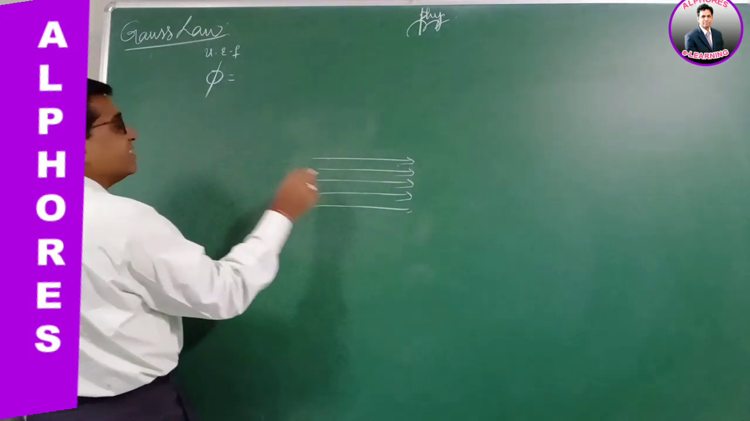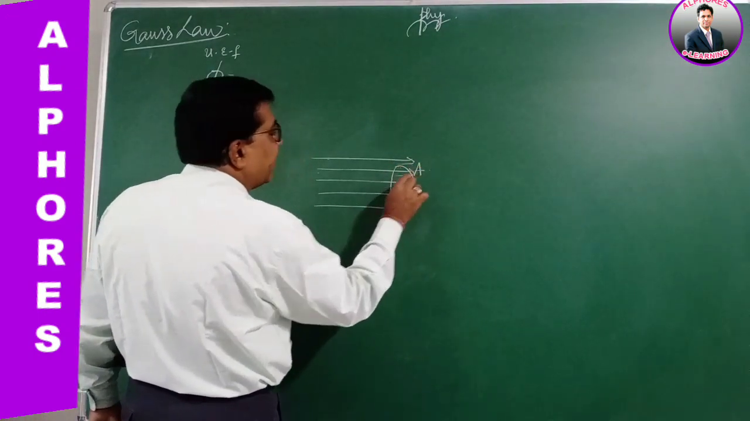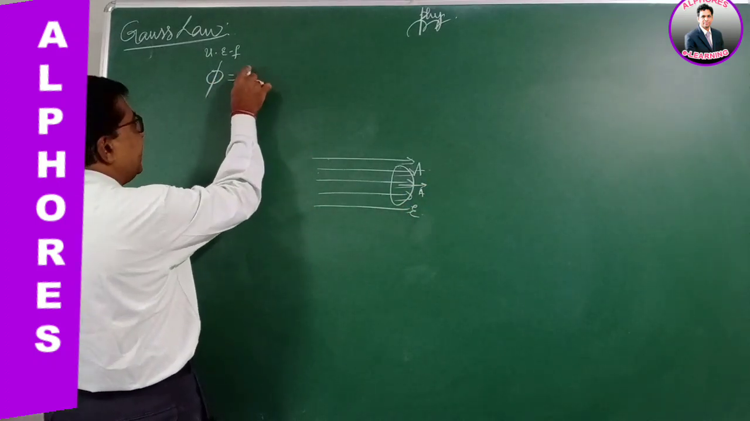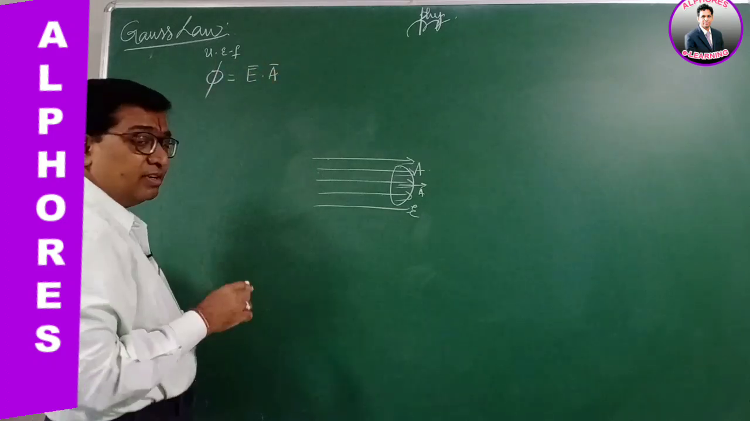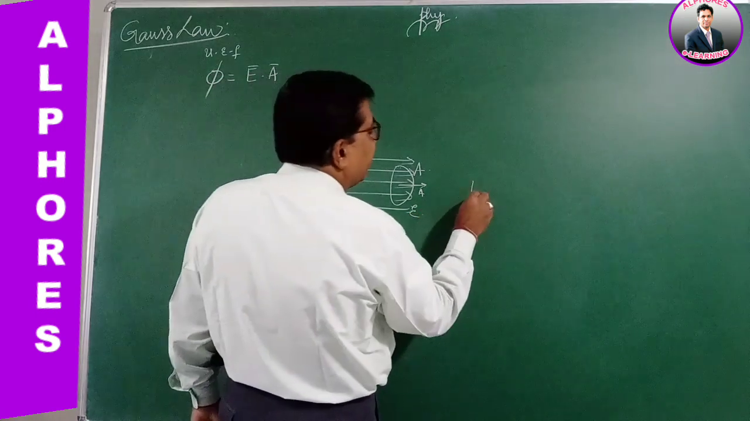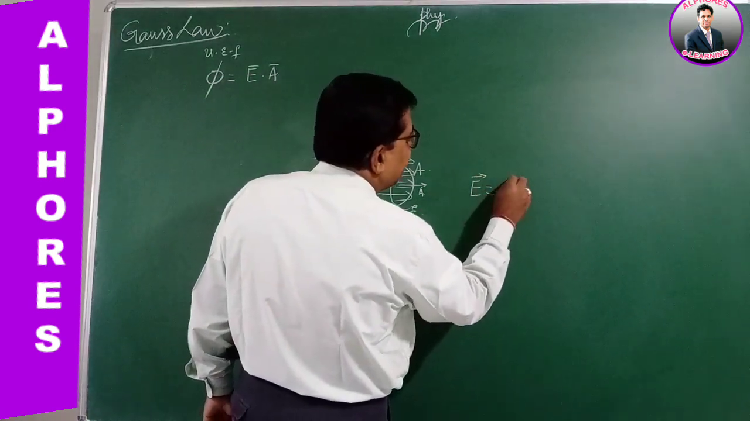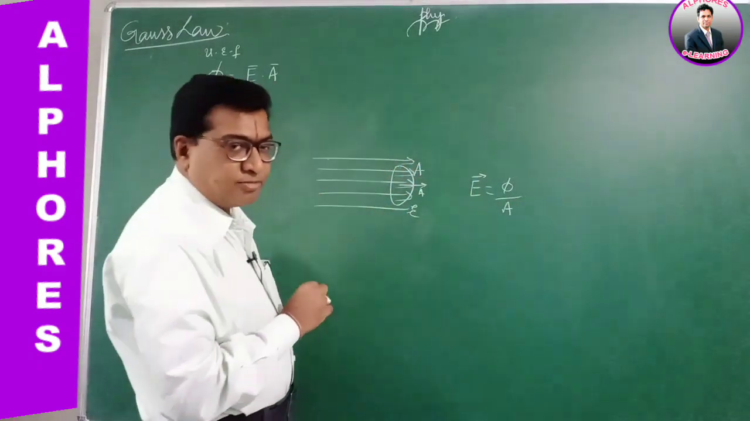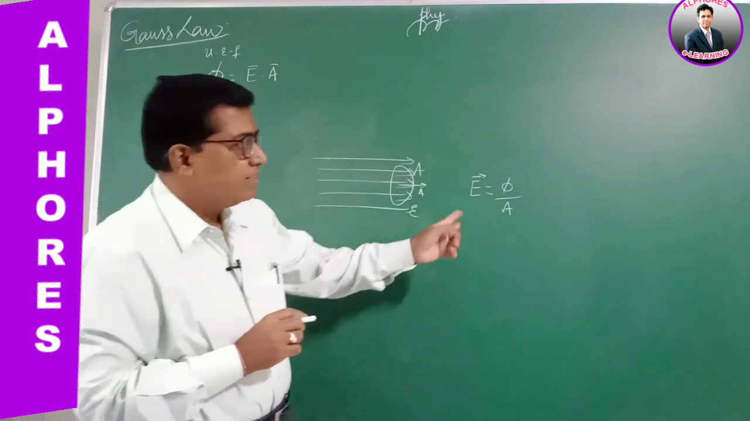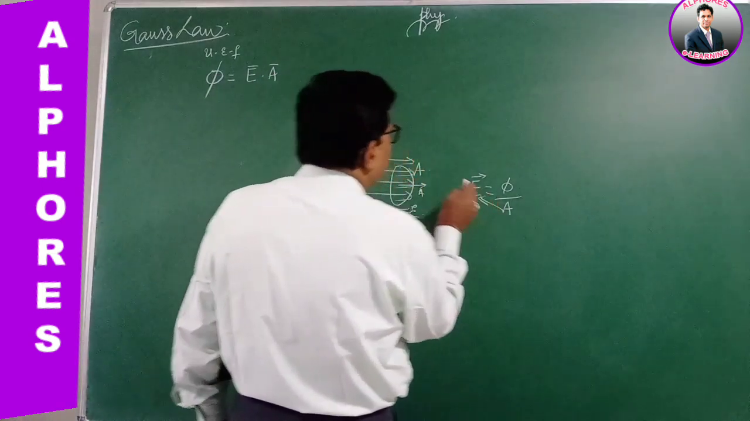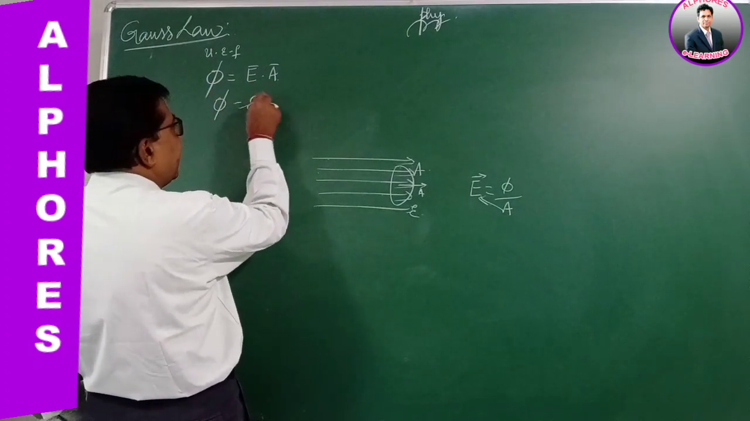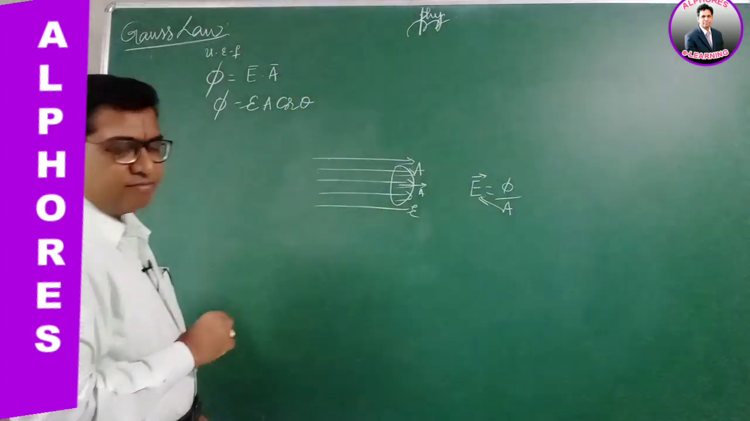In such a case, if I consider a certain area element A and the electric field is E, then the flux is E dot A. E, the electric field intensity, is also called electric flux density. It is electric flux per unit area, the number of lines of force passing through per unit area. So cross multiplying, flux is E dot A, or flux equals EA cos theta. This is the formula.